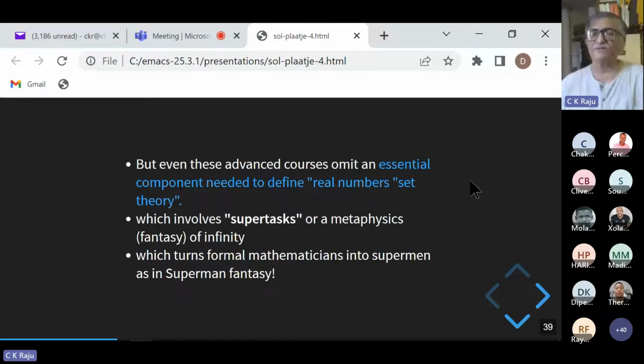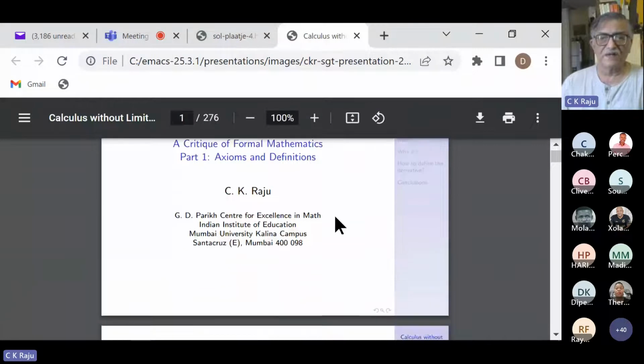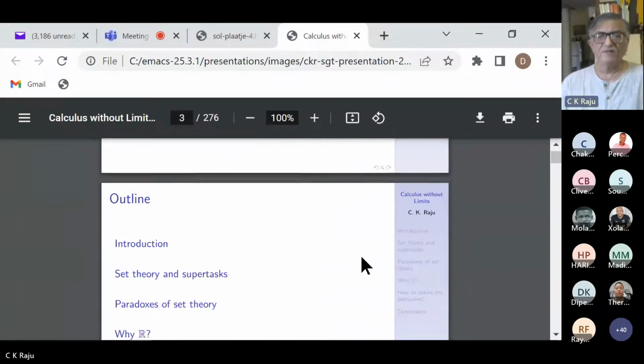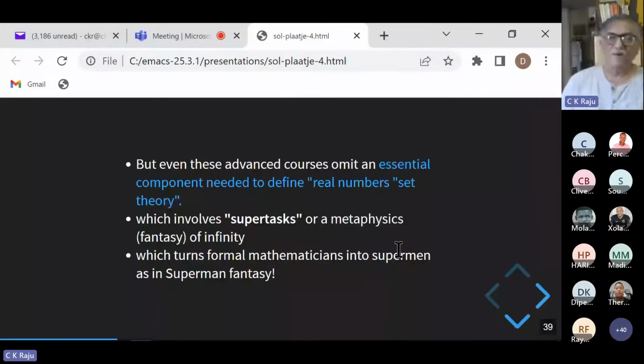So even these advanced courses omit an essential part. They don't define real numbers because to define real numbers, you need set theory. Now, this is a set of transparencies that I've got. I don't think I can explain it because each of them will take a separate lecture. The point is that it is a super task.